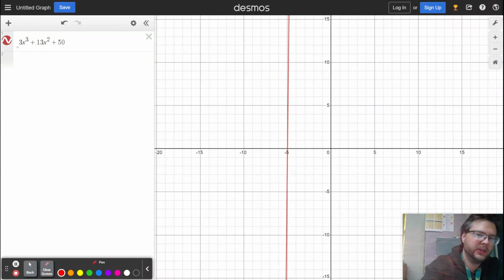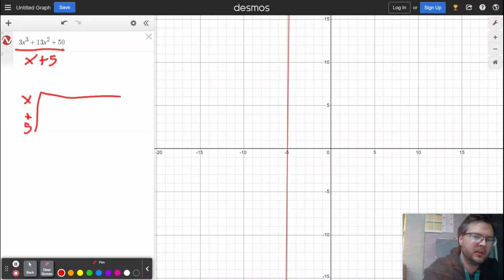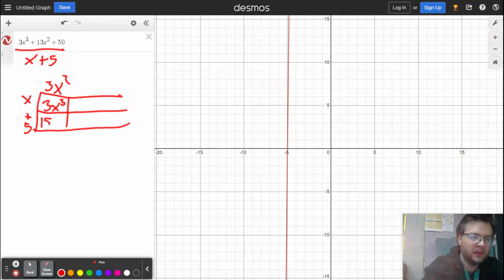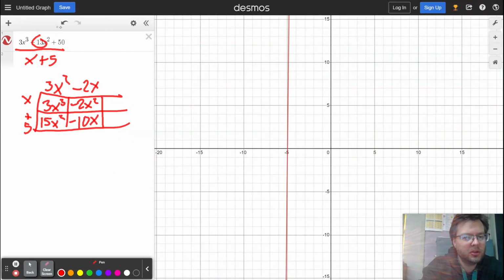So let's do the same process. Divide by x plus 5. So that's x plus 5, 3x to the third. So it's x times 3x squared, 5 times 3x squared. I need to get 13, so I take away 2. X times negative 2x gives me negative 2x squared. 5 times negative 2x gives me negative 10. There's no x term there.